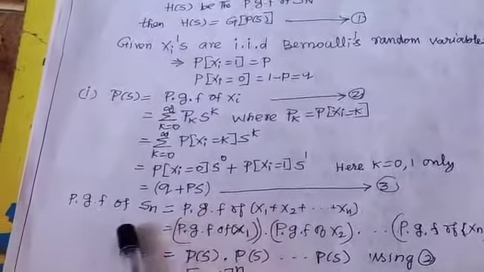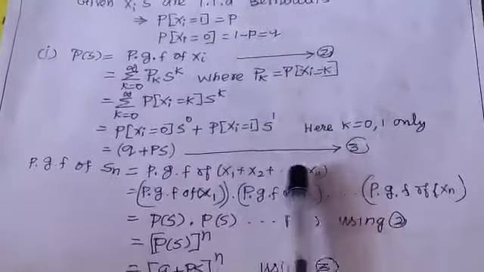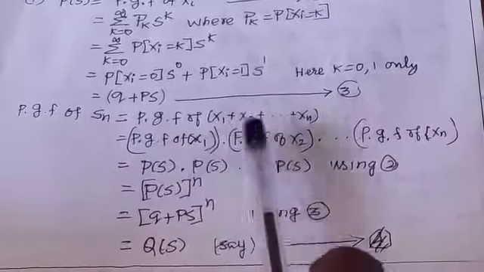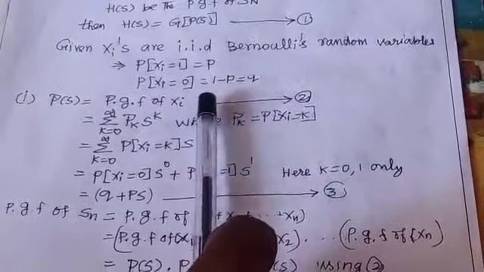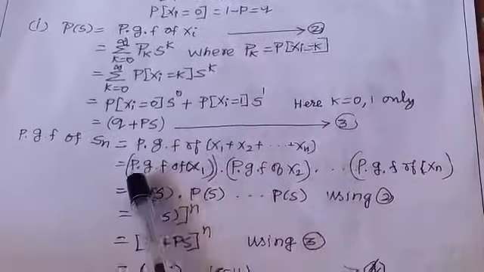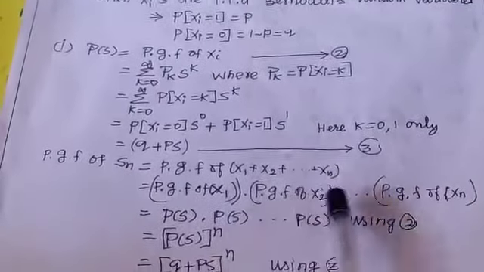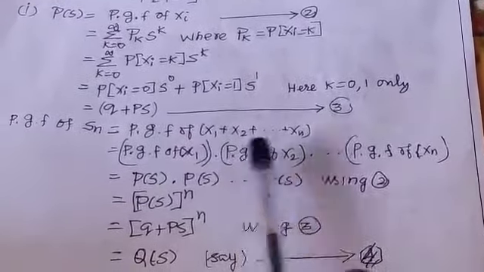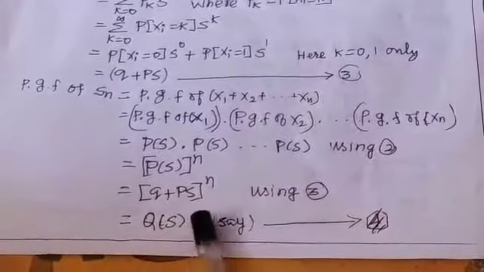But our question is the probability generating function of Sn equal to the probability generating function of X1 plus X2 plus up to plus Xn. By the theorem, the sum can be transformed into a product: the probability generating function of X1 times that of X2 up to that of Xn. Here the probability generating function of X1 is q plus ps, that of X2 is also q plus ps, and that of Xn is also q plus ps, so this product is q plus ps power n.